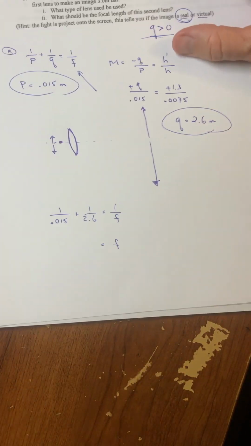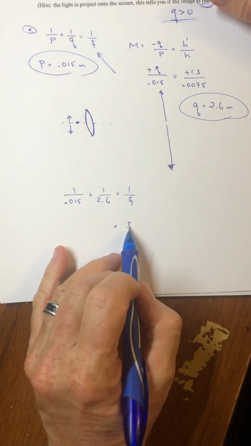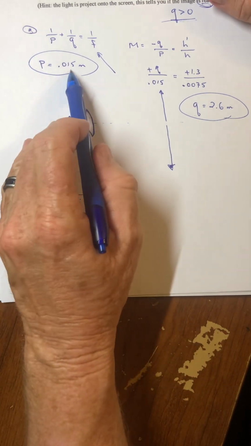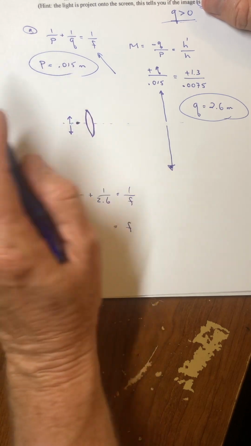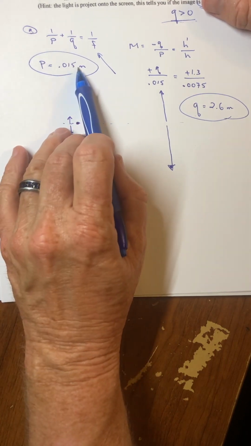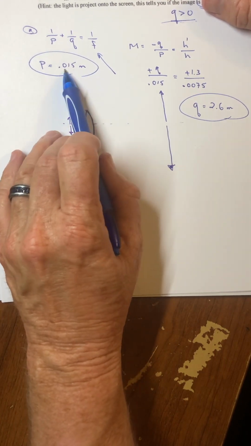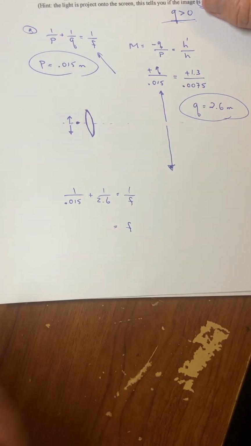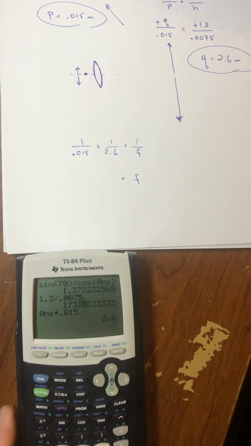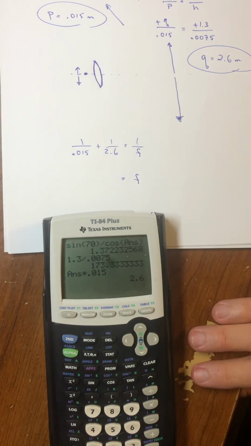So as we mentioned a moment ago, we should get a positive F, and we should get an F that is a little bit smaller than the object distance. And so maybe instead of 1.5 centimeters, I don't know, maybe 1.4, 1.3. Got to be real close to get a magnification of 173. All right, so let's see what we get.